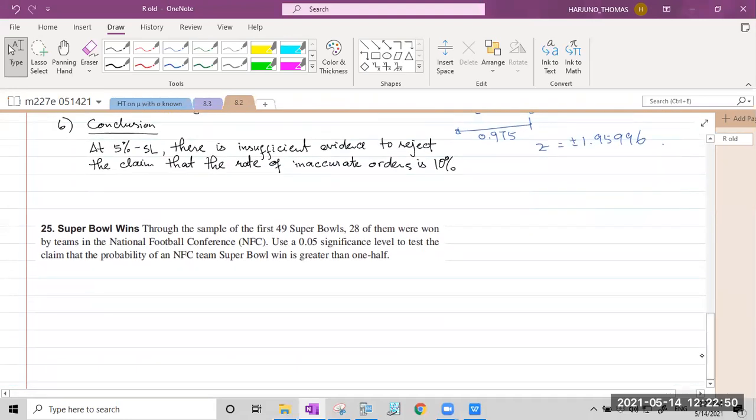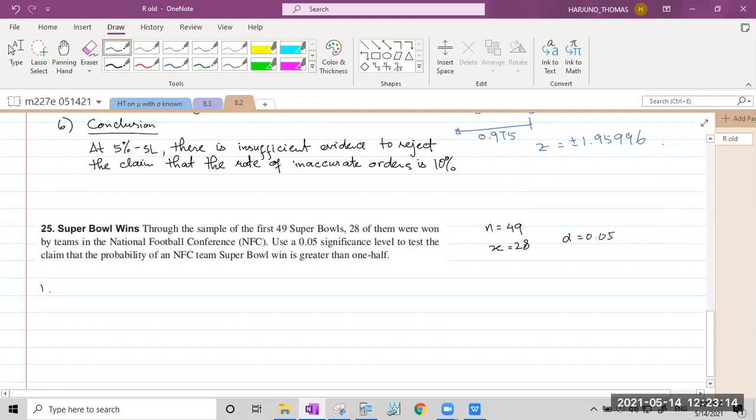Number 25. Through a sample of the first 49 Super Bowls, 28 of them were won by teams in the National Football Conference. So n equals 49, won by teams in NFC 28. Significance level 5%.